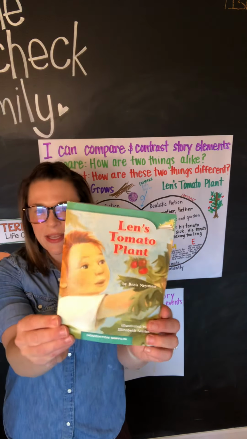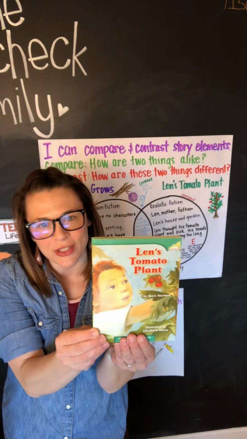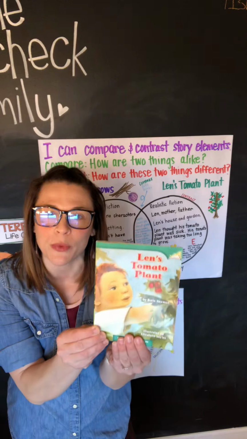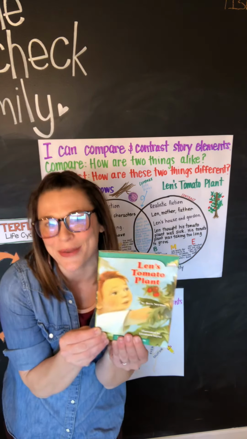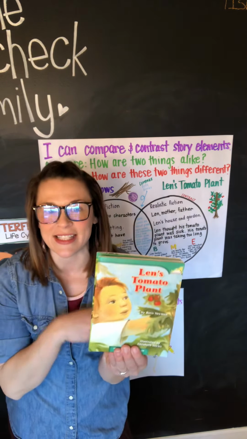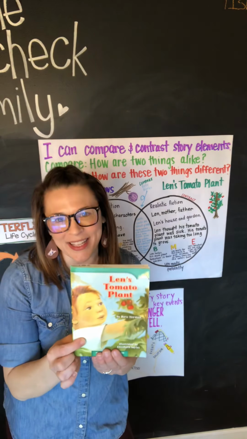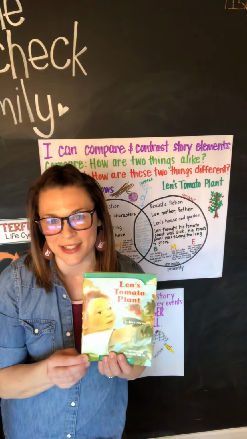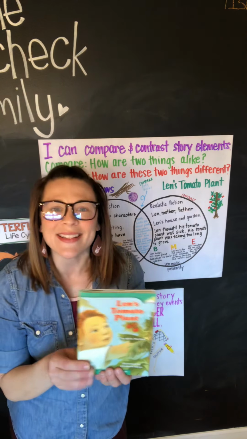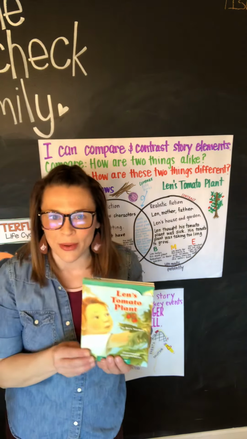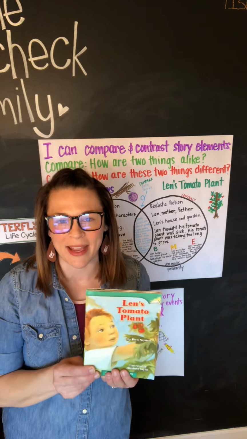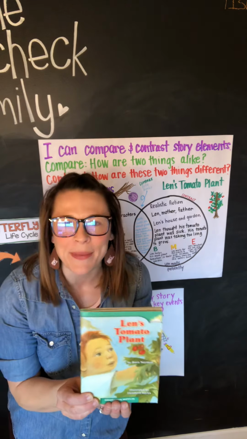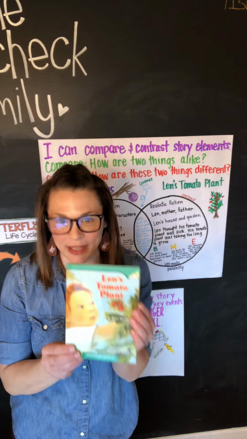The book Len's Tomato Plant still does help me understand how a tomato plant grows, but the author's purpose for this book was probably to entertain you. This story is a fiction book. There's not actually a little boy named Len who grew a tomato plant and shared the tomatoes with his parents. But since there could be a little boy named Len somewhere who grew a tomato plant, this is called a realistic fiction book. That means it could have happened, but it didn't actually happen, okay?